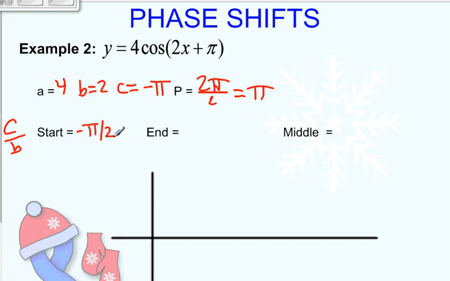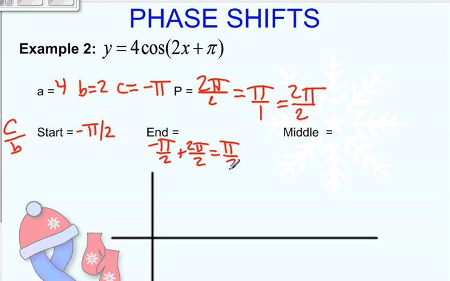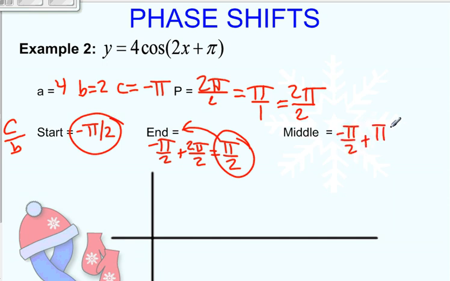Remember, we can again make this a base of 2. Multiply both by 2, we get 2 pi. So negative pi over 2 plus 2 pi over 2 gives us pi over 2. So that's our end. That's our start. Now this middle is probably pretty easy for us to see, but let's do the math. We got negative pi over 2 plus pi over 2 equals 0. You divide 0 by 2, you just get 0.